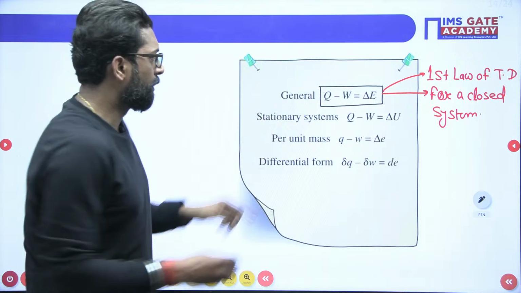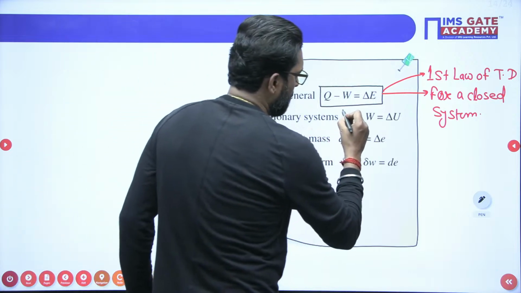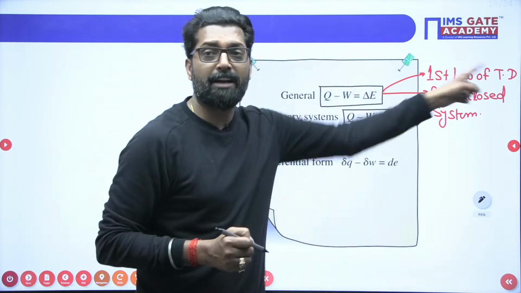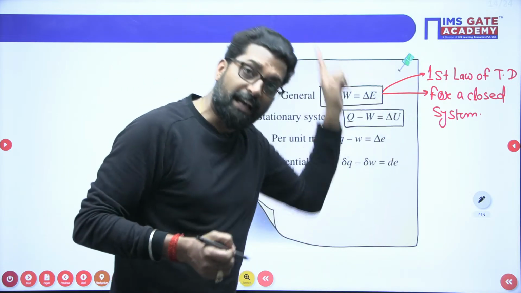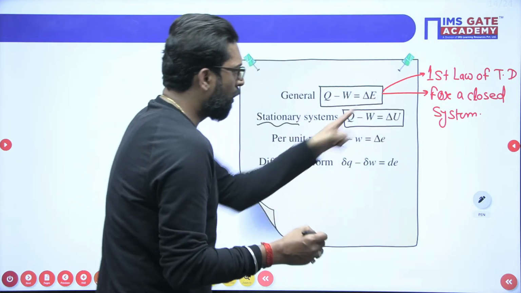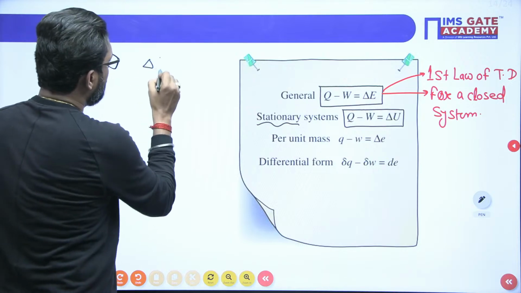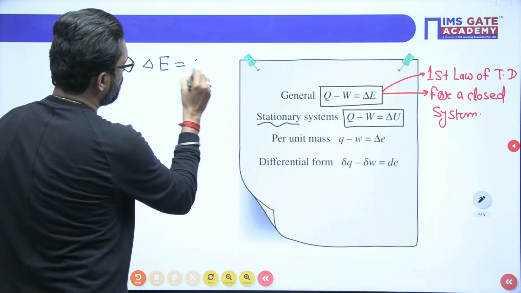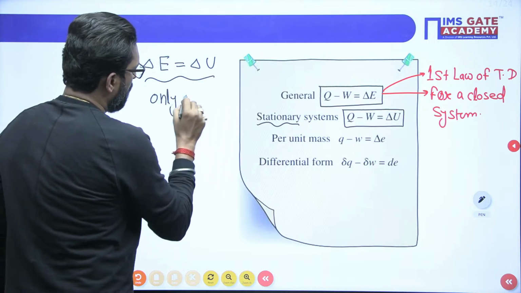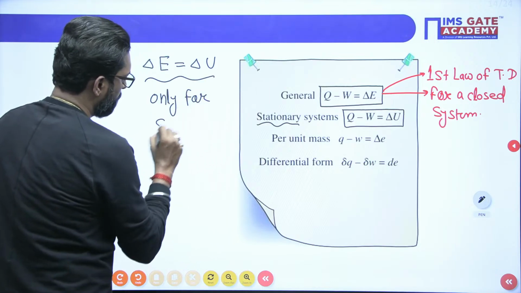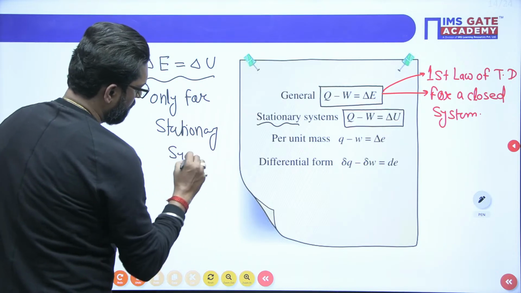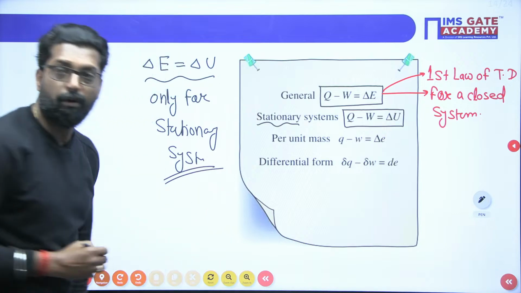Number second equation. This equation, Q minus W is equal to delta U. This is also the first law of thermodynamics for a process, applicable for the closed system, but the system is stationary. Why? Because delta E, the change in total energy of the system, is equal to the change in internal energy only for a stationary system. Clear? Only for a stationary system.